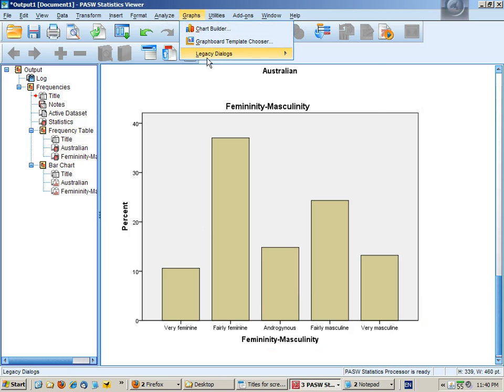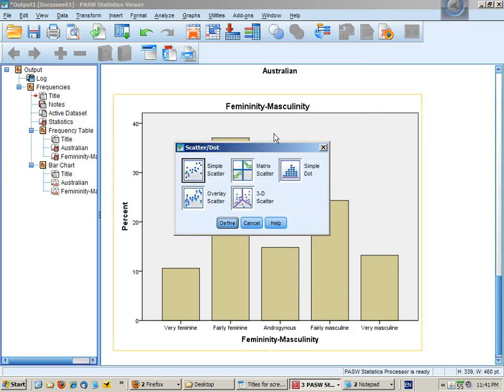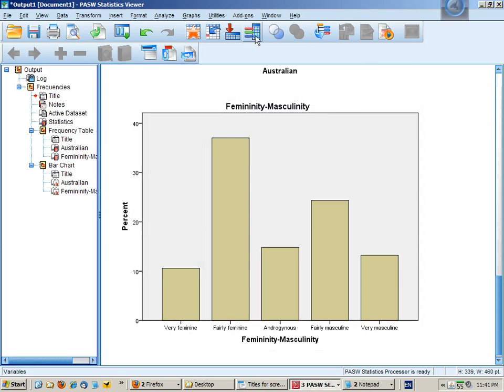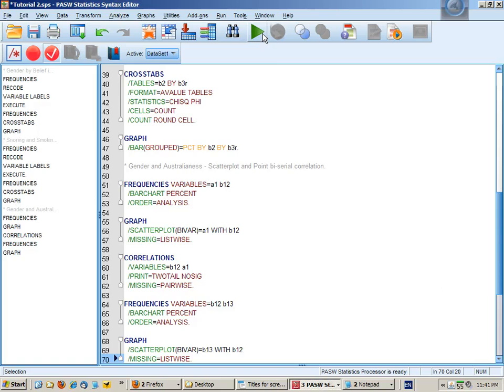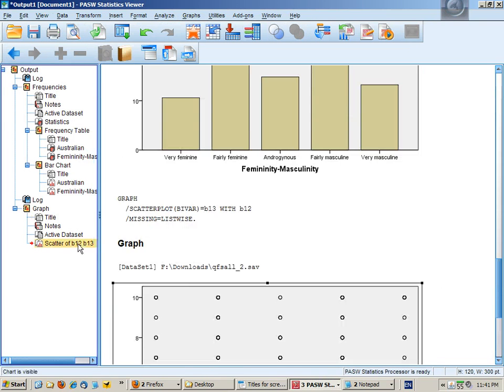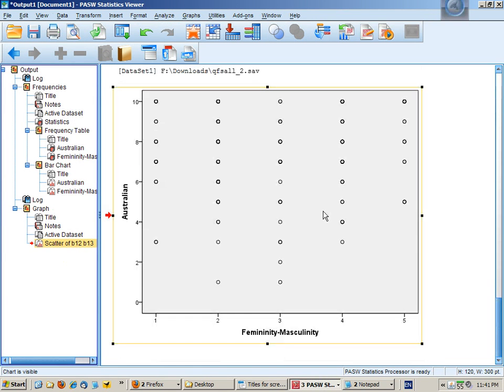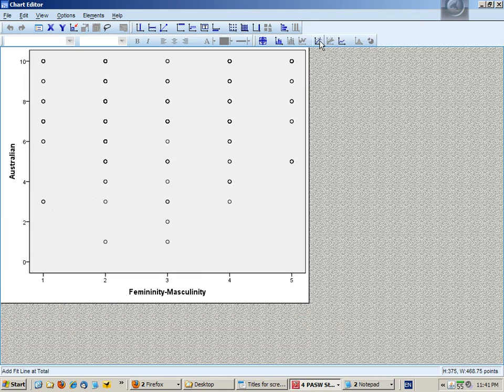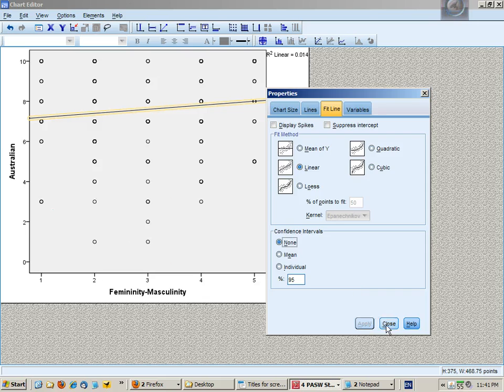Let's go ahead and get a scatter plot, and we're trying to use femininity masculinity to predict Australianness. Double click on our scatter plot to go into the chart editor, and we can add a line of best fit.